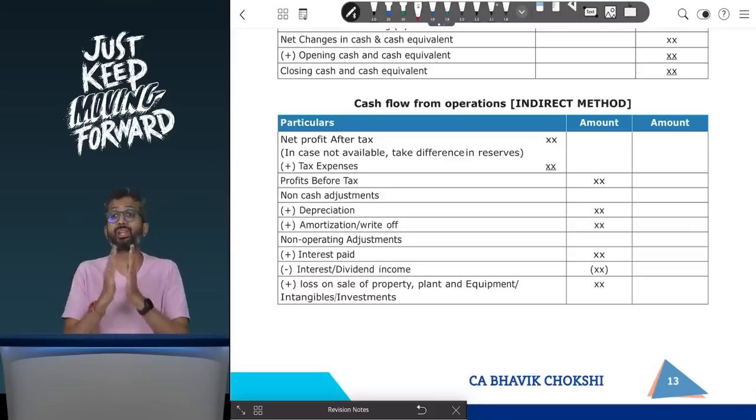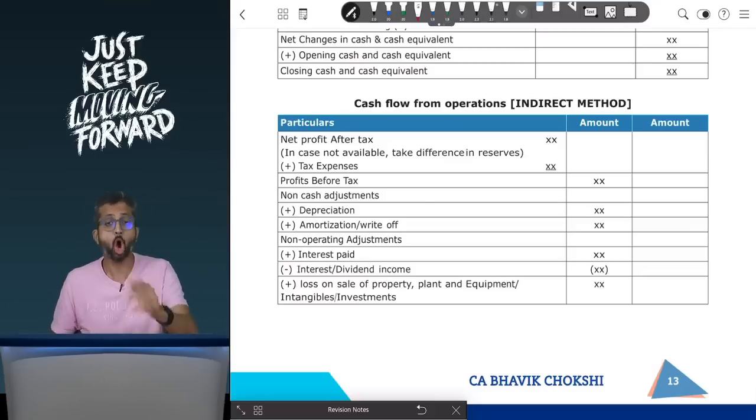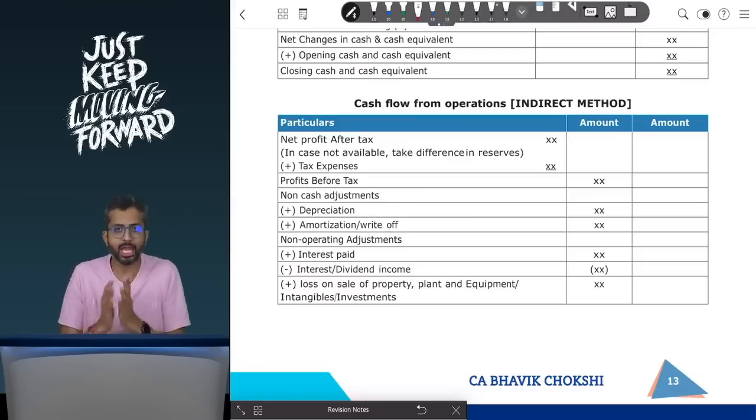What is the logic for this? Well, if debtors are going up, that means you must have collected lesser cash, so you deduct. Or if creditors are going up, you have paid lesser cash and hence you add. And hence, just remember the general rule from an exam perspective.